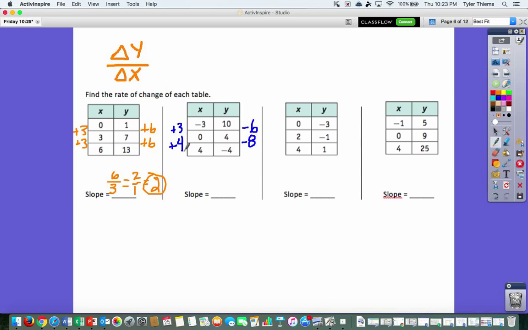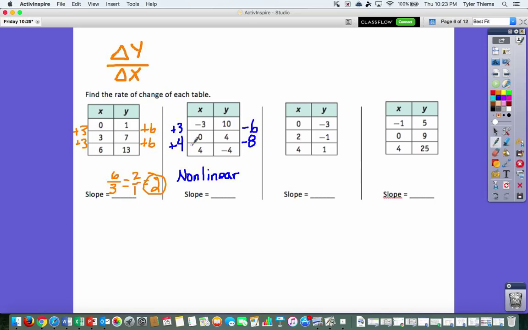So this one does not have a slope because it's nonlinear. This is nonlinear. It's not a constant rate of change. So this one is actually nonlinear because they are not the same. The pattern is not the same in this table. So this is a nonlinear rate of change.